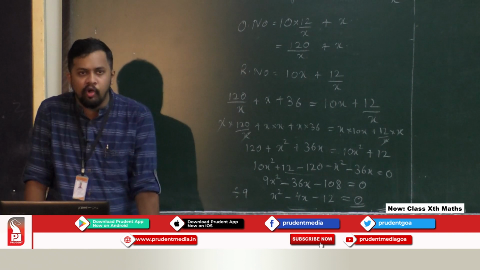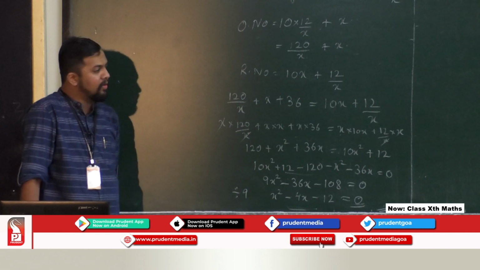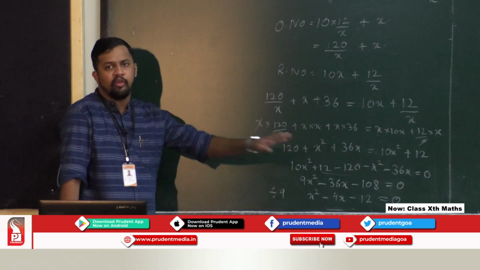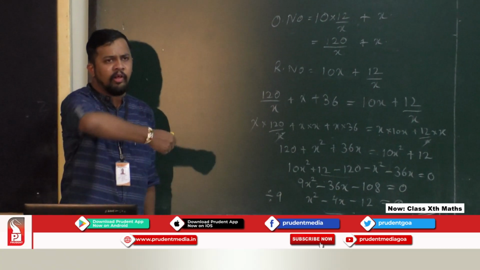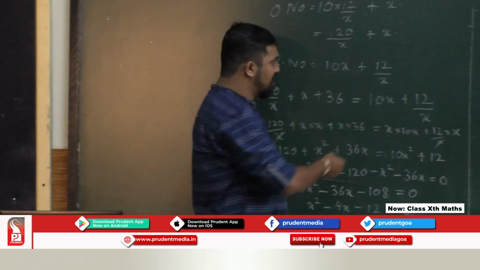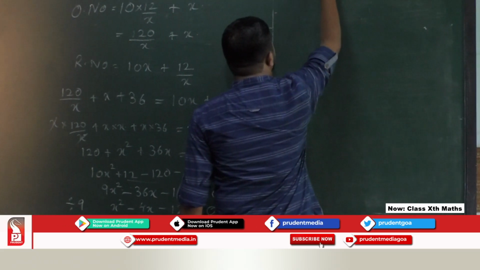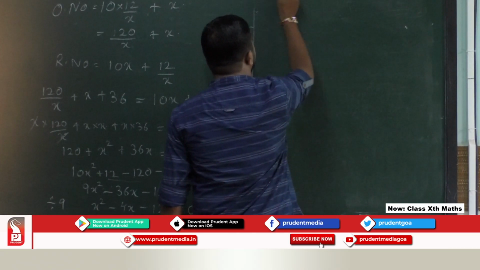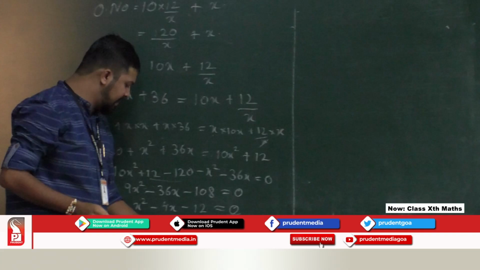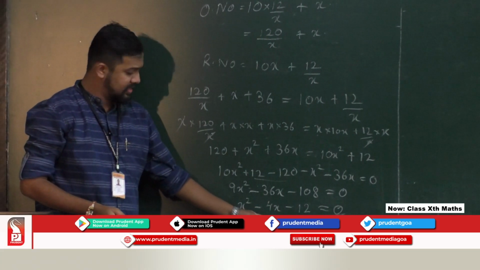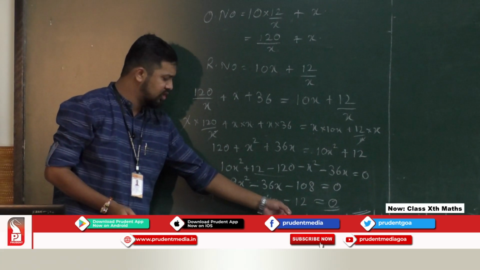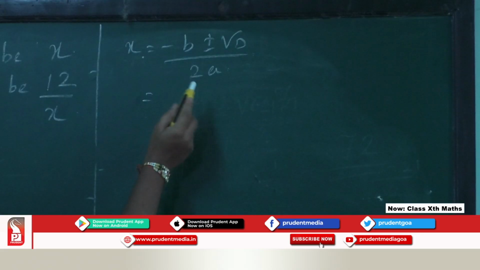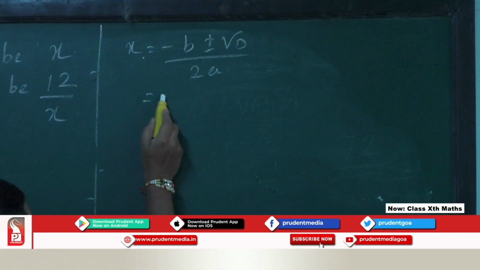Once you get the quadratic equation, you can solve by using any of the methods and find the answer. Let us hope we find the answer directly here. So I will use the direct formula: minus b plus or minus root of d, over 2a. So substitute a, b, c directly. a is 1, b is minus 4, c is minus 12. So minus, minus 4.